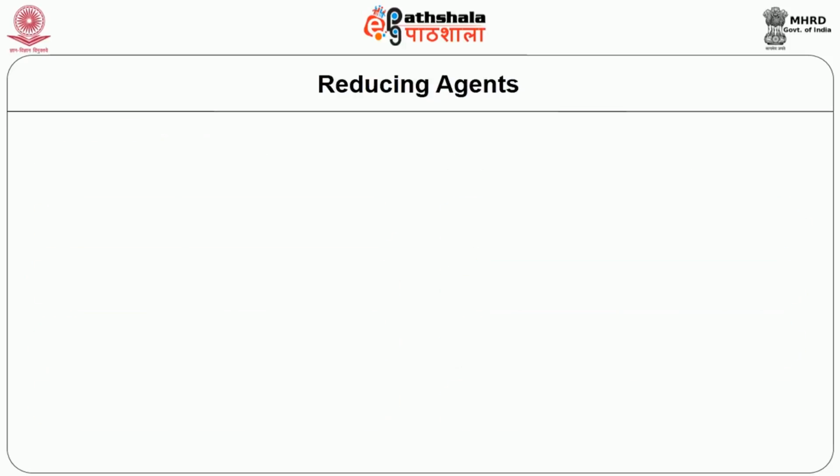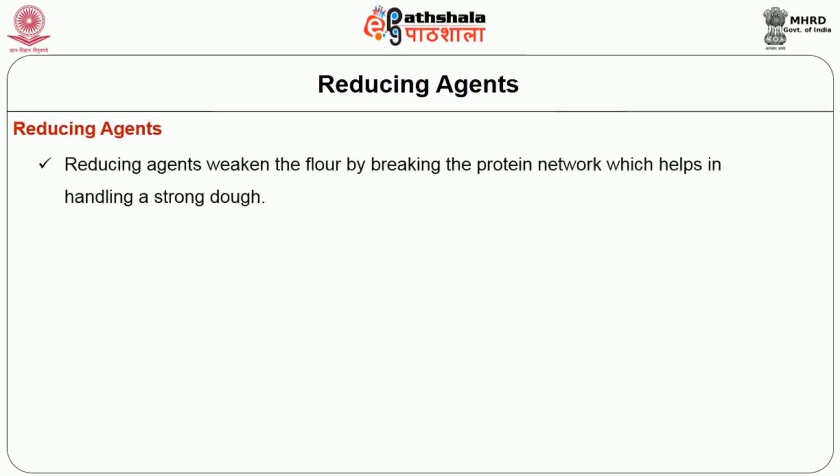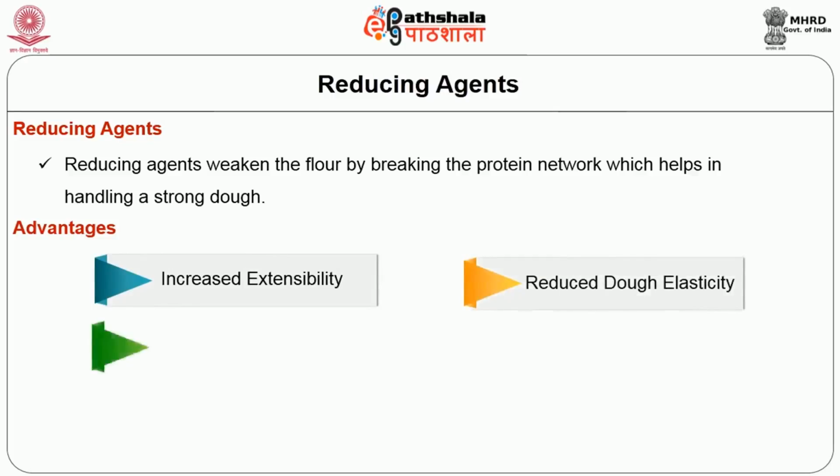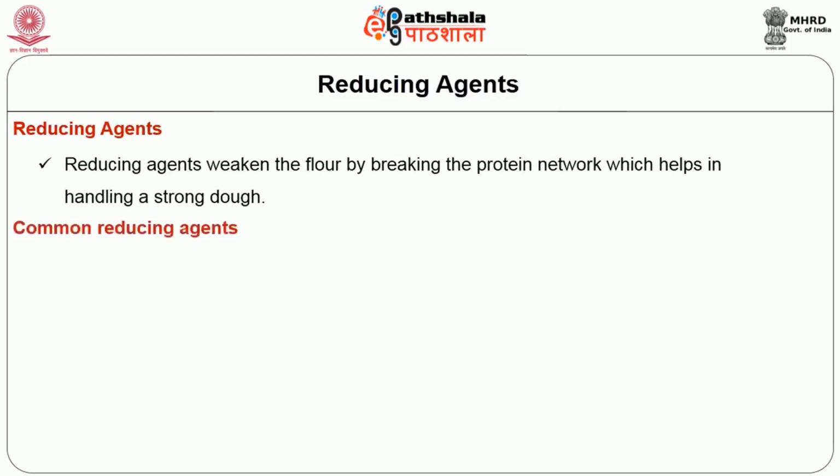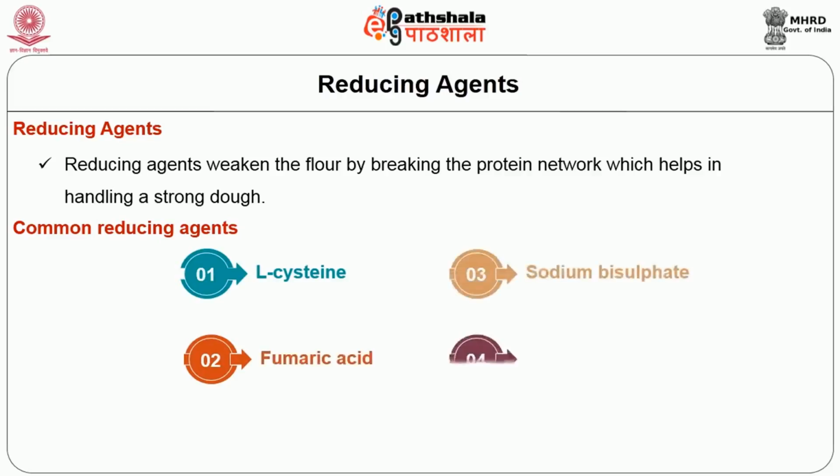Another class of flour improvers is reducing agents. Reducing agents weaken the flour by breaking the protein network, which helps in handling a strong dough. The advantages of using reducing agents are increased extensibility, reduced dough elasticity, improved machinability, and shortened mixing and proofing time. The common reducing agents used in baking industry are as follows: L-cysteine, fumaric acid, sodium bisulfate, non-leavening yeast, and ascorbic acid.